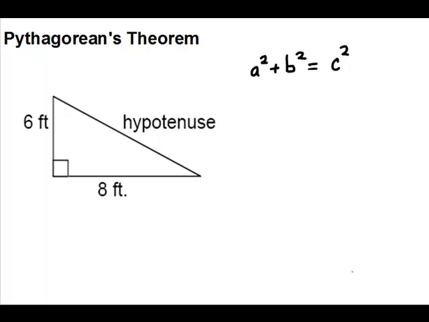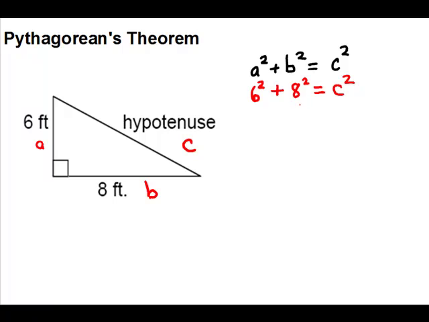Let's use Pythagorean's theorem to find the length of the hypotenuse of this triangle. We'll label our triangle. Remember, the hypotenuse is always C, and the legs are A and B. And then we'll substitute into our theorem. The 6 is A, and we'll square it, plus the 8 is B, and we'll square it, equals the hypotenuse we don't know, C.